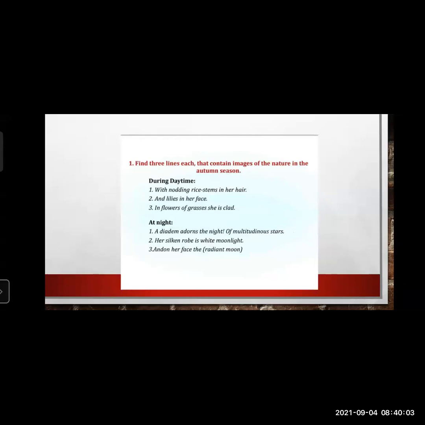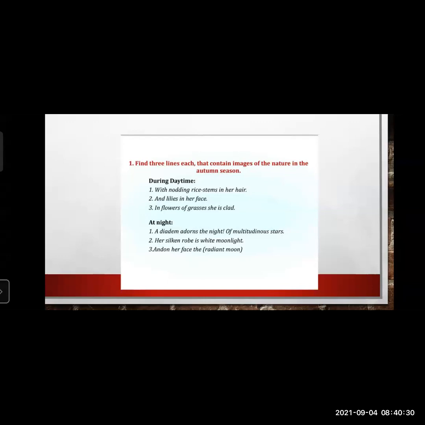The last question is, find three lines each that contain images of nature in the autumn season during daytime and during the night time. So what are the pictures during daytime? Just see here, with nodding rice stem in her hair, lilies in her face, in flowers of grasses she is clad. She has worn the grasses dress. So these are the three things during daytime we have seen in the poem.